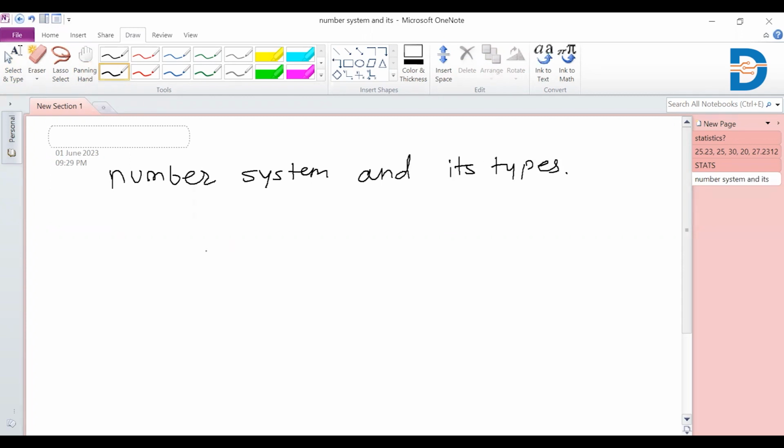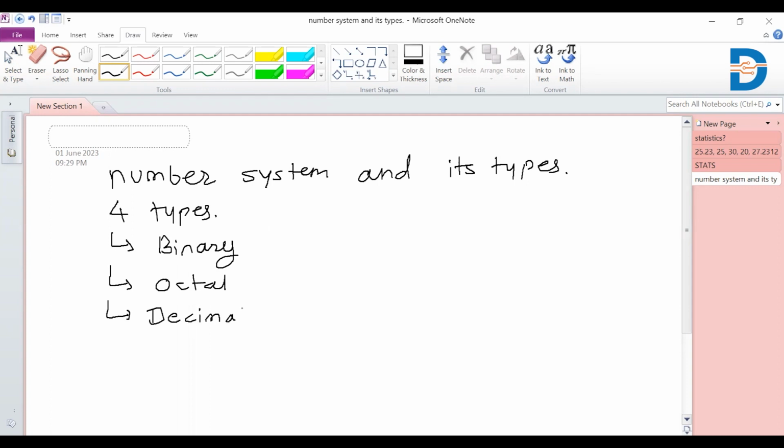There are basically four types of number systems. First one is binary number system. Second one is octal number system. Third one is decimal number system. And the fourth one is hexadecimal number system.